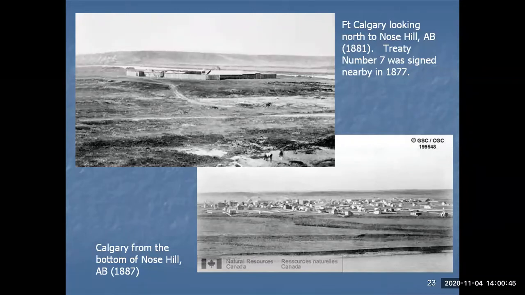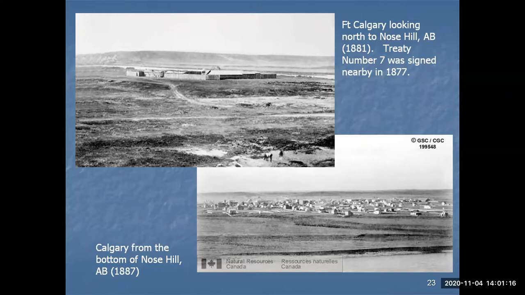A couple of years later, so this picture was taken in 1881, this one was taken in 1887. In 1883, the CPR came through Calgary and the rail link was being made. And this is how many settlers had actually managed to come out by this point. So Calgary was developing as a result of the railroad coming out. Now, as I had said earlier, this was very much a European-centric idea.